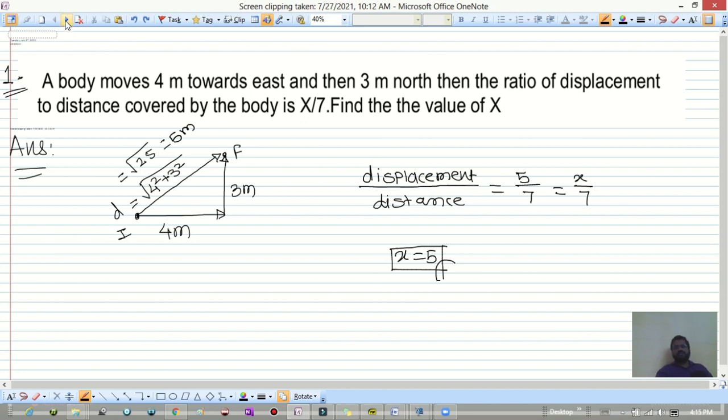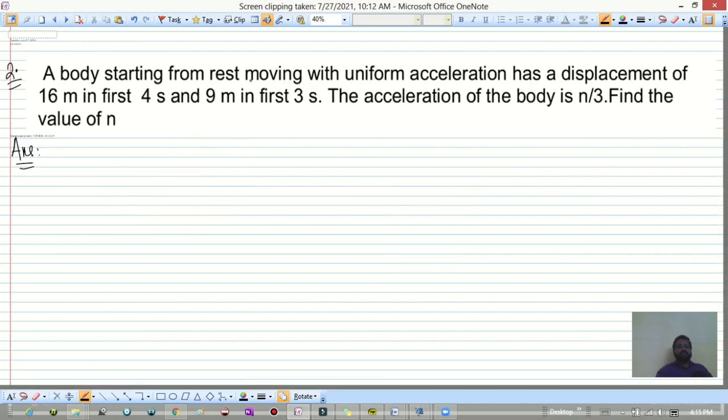Now the next question. A body starting from rest, moving with uniform acceleration, has a displacement of 16 meter in the first 4 seconds and 9 meter in the first 3 seconds. The acceleration of the body is n by 3. Find the value of n. Okay. It is starting from rest, that is u is equal to 0 meter per second. It has a displacement of 16 meter in the first 4 seconds.